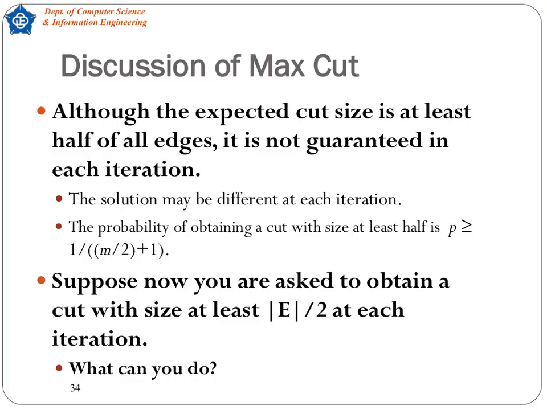So what's the actual likelihood of getting a good enough cut? Well, specifically, the probability P of obtaining a cut with a size of at least m/2 is given by this inequality: P is greater than or equal to 1 divided by the quantity (m/2 + 1). Now, let's think about a practical scenario. What if you were required to get a cut with a size of at least half the total number of edges, that is, m/2, in every single iteration? Given this variability we've just discussed, what strategies or modifications could you possibly employ to meet this much stricter requirement?